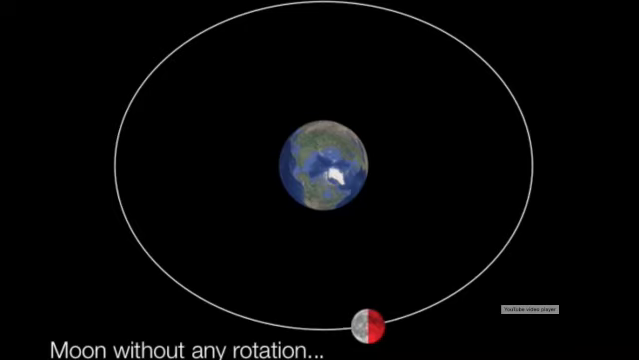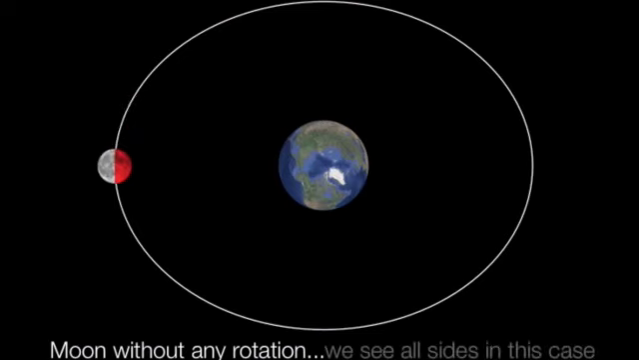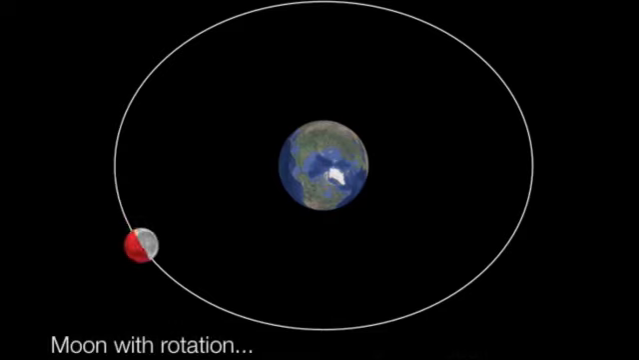Okay, so notice, if it didn't rotate, we would see both sides of the moon. Okay, the red side represents, there we go. So we would see both sides if it didn't rotate. With rotation, we might also see all of the sides of the moon. So it's not just that it rotates. The key is that its rotation speed has to be equal to its revolution speed.